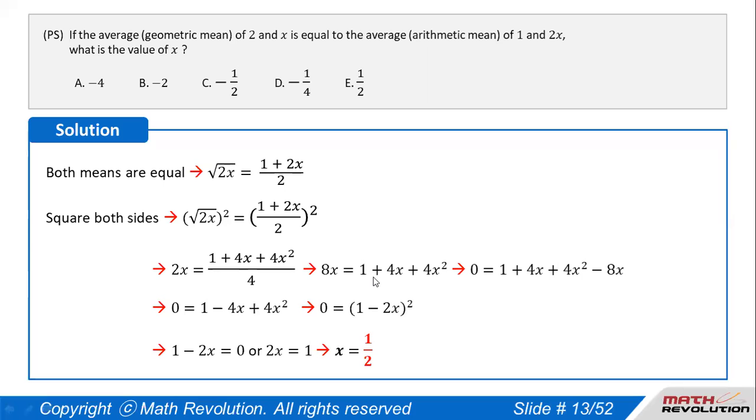So far we're just doing basic math. The statistics was just done in the first step when we put the geometric and arithmetic means equal to each other. 1 minus 2x becomes equal to 0. It's very easy to find x equals 1 over 2. Mark your answer as E, where we have done this job.